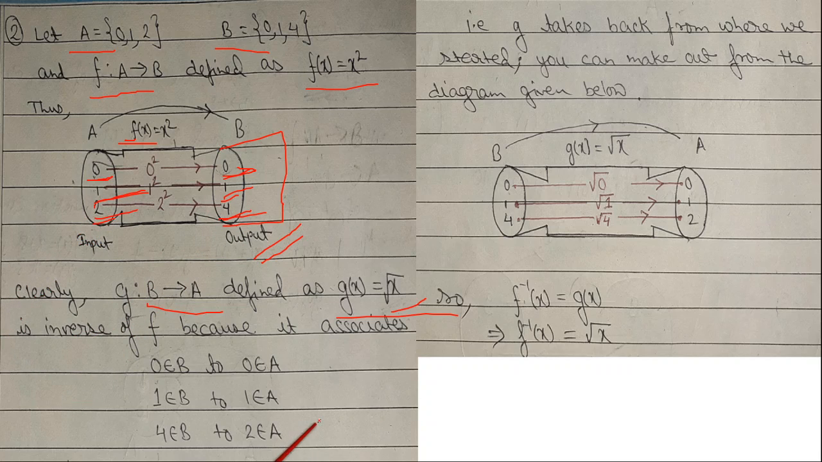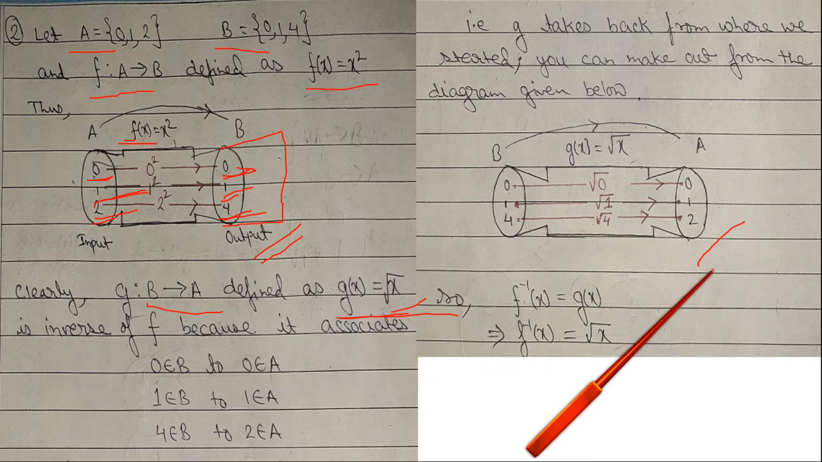So we observe that g from B to A, defined as this, solves the purpose, because by this definition here we are able to take back these elements. Yes, so this function g from B to A is nothing but the inverse of f. That is, g takes back from where we started. You can make out from the diagram given below.